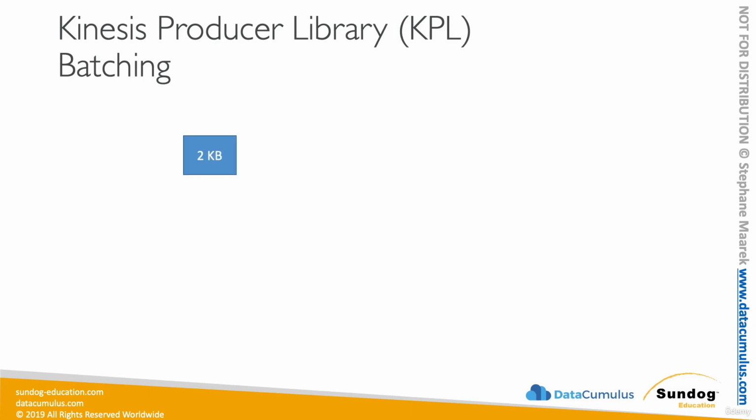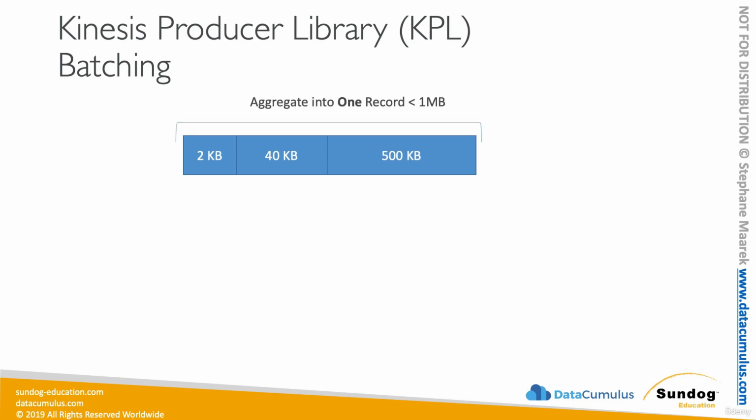So here's, for example, me sending a record to Kinesis, and it's 2 kilobytes, and I'm sending it using the Kinesis Producer Library. Turns out it's not going to be sent right away. It's going to wait a little bit of time to see if more records are coming in. And maybe I'm sending a next record of 40 kilobytes. Maybe I'm sending a next record of 500 kilobytes. And what Kinesis Producer Library will do is that at some point it will say, wait a minute, I can aggregate all these records into one record. So instead of sending 3 records, now we're sending 1 record, and that record is still less than 1 megabyte.